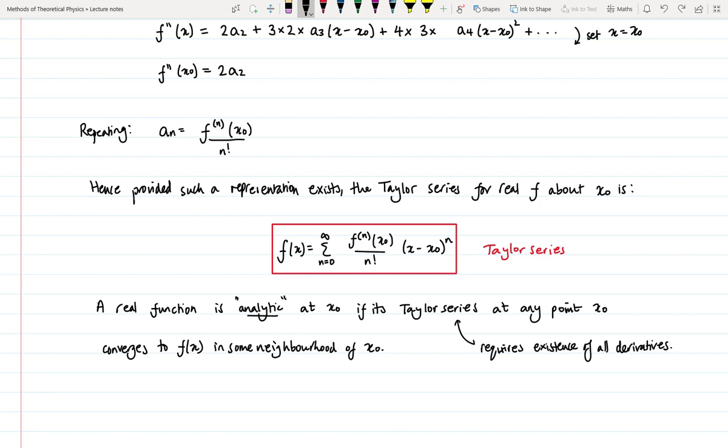The last point I want to make about Taylor series and the definition of analyticity is that we will later extend this definition to complex functions of a complex variable.